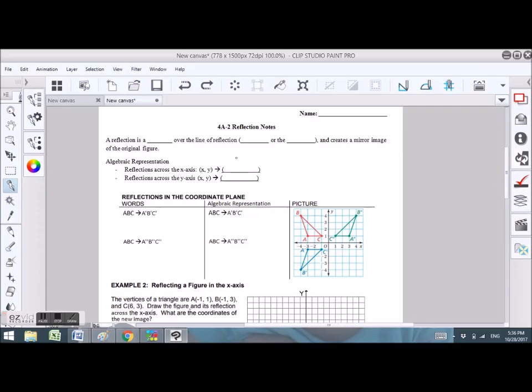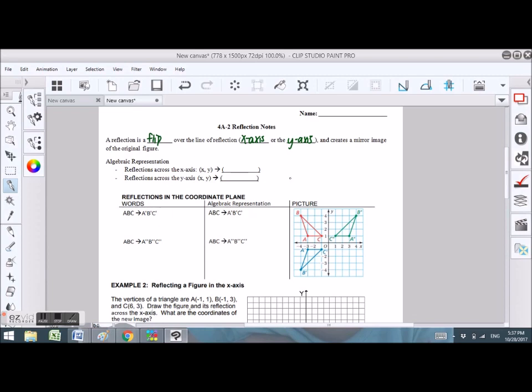Class, today we're going to talk about the second type of transformation called reflections. A reflection is a flip over the line of reflection, which in this case will either be the x-axis or the y-axis. And it creates a mirror image of the original figure. So just as we did algebraic representation with translations, we will also do the same with reflections. And it depends on what axis we're using.